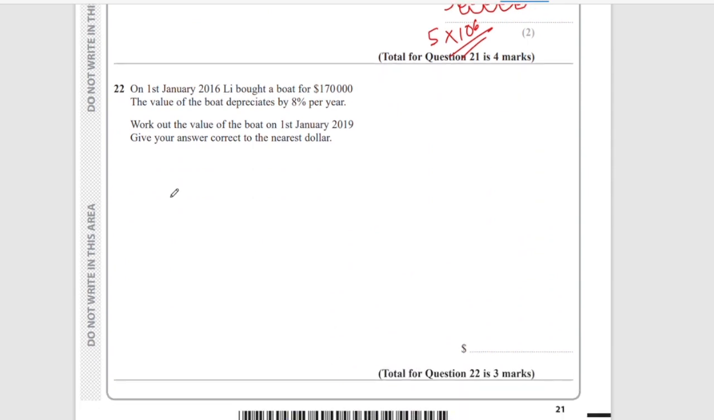On 1st January 2016, Lee bought a boat for $170,000. The value of the boat depreciates by 8% per year. It means the new percentage is 100% minus 8%, which is 92%. Multiplier for 92% will be 0.92, and so it is getting 8% less every year.